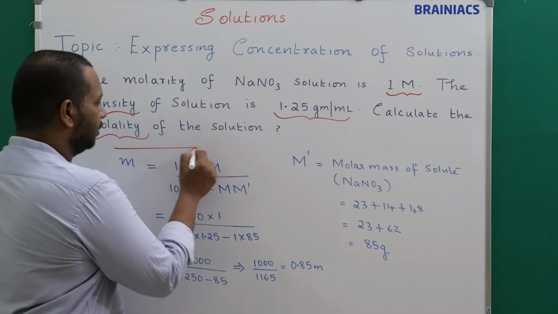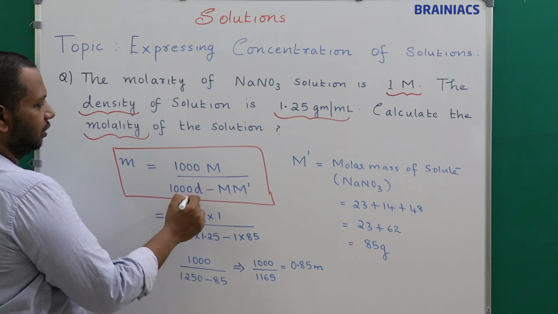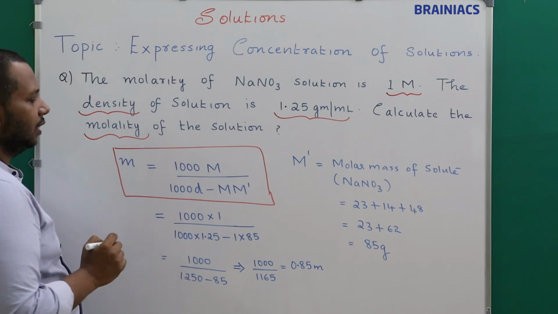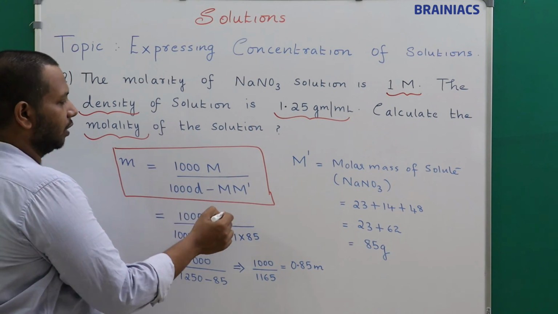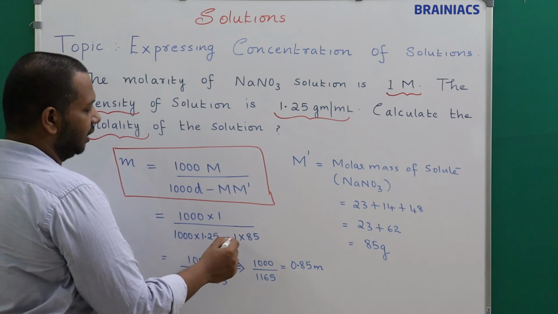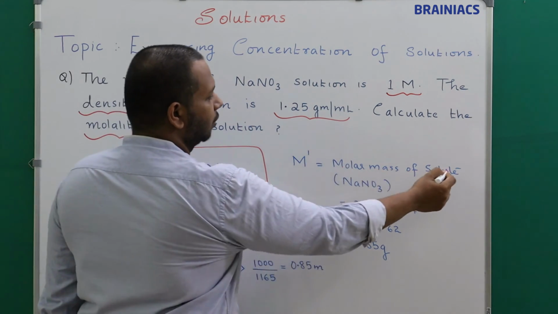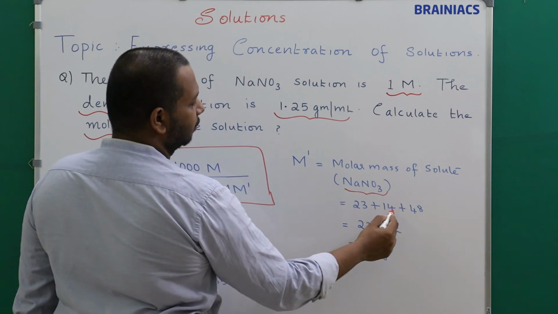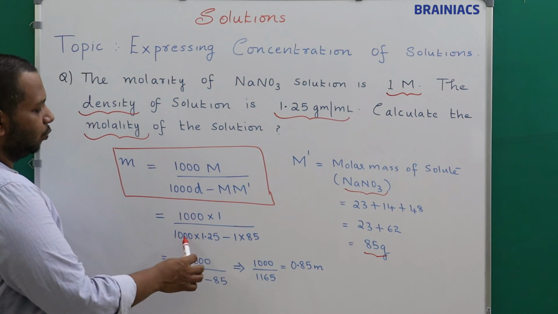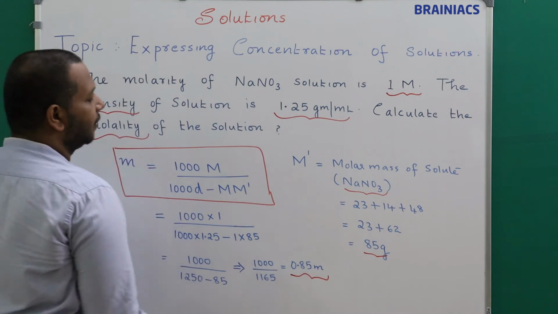We know that molality is equal to 1000 times molarity divided by 1000 times density minus molarity multiplied by the molecular mass of the solute, M dash. Here molarity is equal to 1, because 1 is given directly. 1000 times D, density, is given as 1.25, minus 1 into M dash. M dash is the molar mass of the solute. The solute here is sodium nitrate, 23 plus 14 plus 48, it will come around 85 grams. So 1000 divided by 1250 minus 85, that will become 1165. If you divide this, you will get the answer as 0.85 molal.